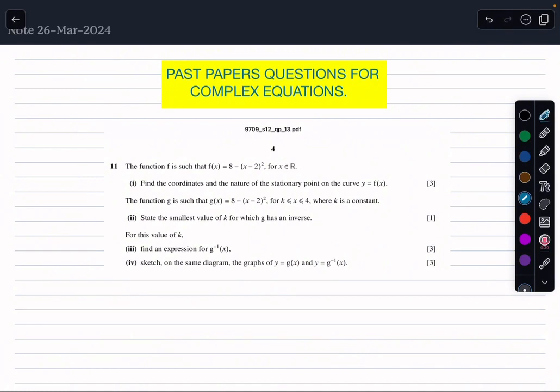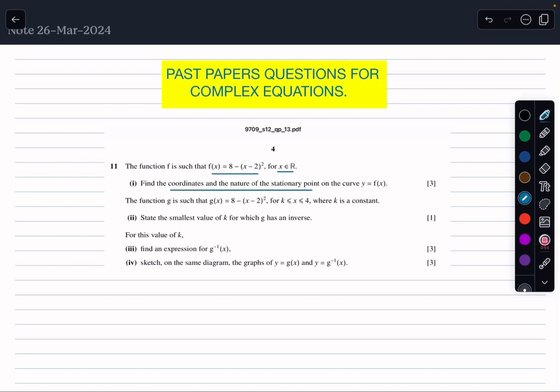And the first question that has been chosen is a simple question, but for the recap of the past concept, let's do the question here. It says that the function f is such that f(x) is equal to 8 minus (x minus 2) the whole square, and x belongs to all real numbers. Find the coordinates and the nature of the stationary point.